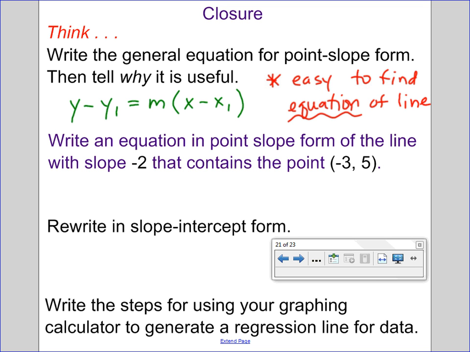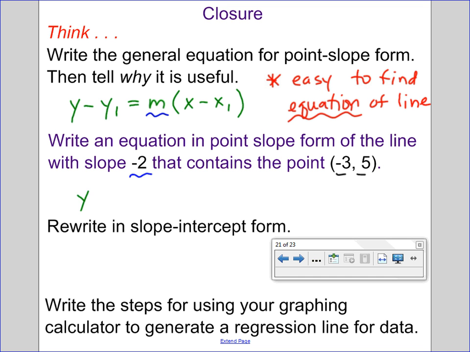Thank you. Let's write an equation in point slope form of the line with slope -2 that contains the point (-3, 5). It's as easy as rewriting my green point slope form, except I'll substitute in -2, my slope, for m, and I'll substitute in my point values x1, y1 for x1 and y1. It's that easy. So let's go ahead and do it.